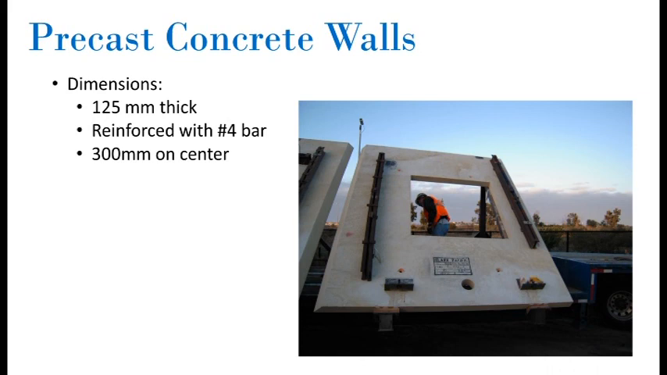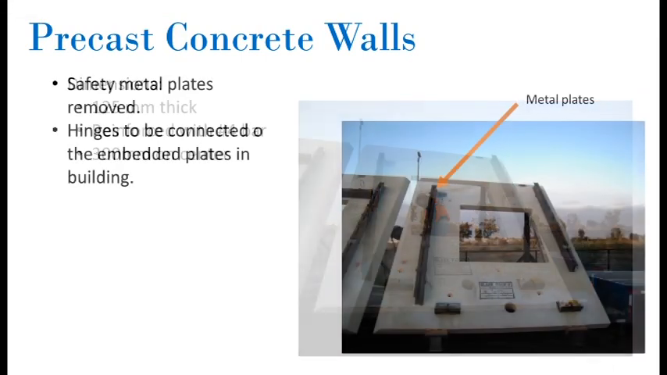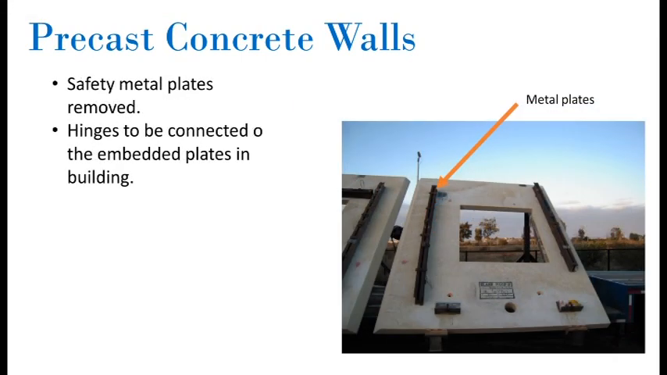The panels were then finished with the application of caulking, which is used to seal the joints and seams in a structure in order to waterproof the structure. When the precast panels arrived on site, workers removed the safety metal plates off the panels before lifting them in place. The panels were designed with 3 or 4 hinges so that when they were lifted to the appropriate level, workers could connect the hinges to the embedded plates inside the building.